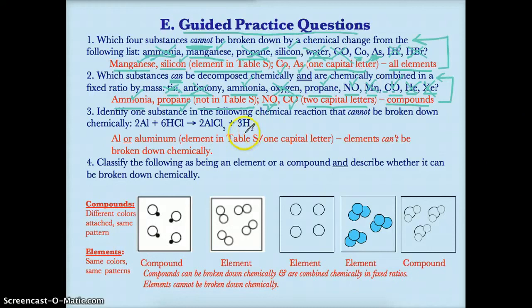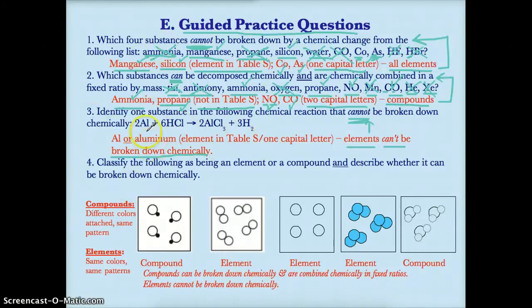All right. Number three says, identify one substance in the following chemical reaction that cannot be broken down chemically. Since it cannot be broken down chemically, we know that by definition, it is an element, since that's the definition we should know. In other words, elements can't be broken down chemically. So we have to find out which from this chemical equation, which you'll be learning about later, is an element or cannot be broken down by chemical change. And since these are all symbols, we can identify the element by looking for which one in here has only one capital letter, because that's how we tell using chemical symbols that we have an element. That is, we can tell an element is in a chemical symbol if there's only one capital letter.